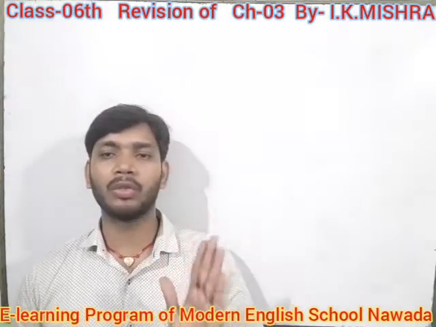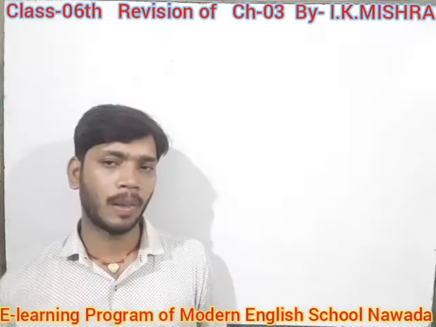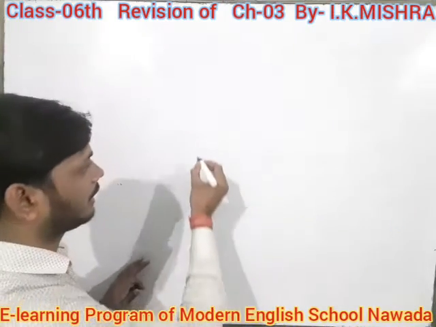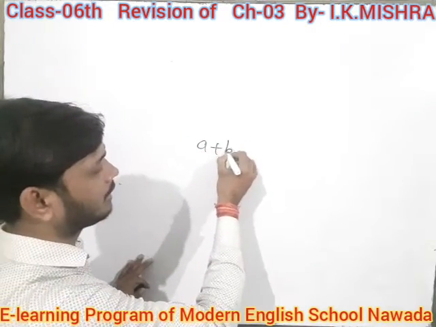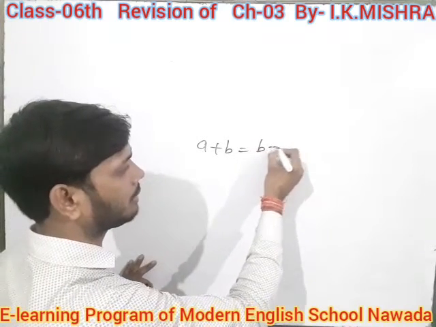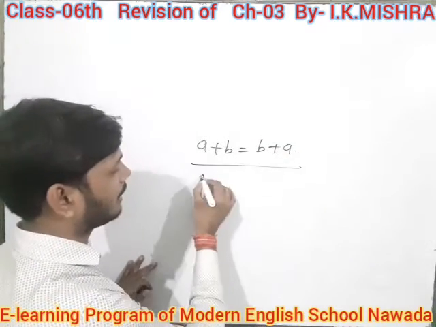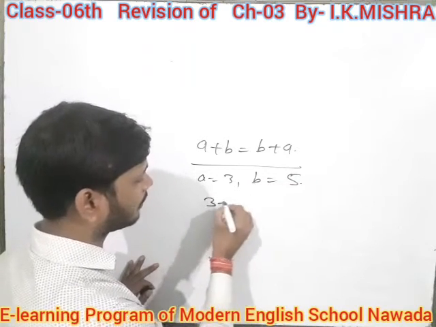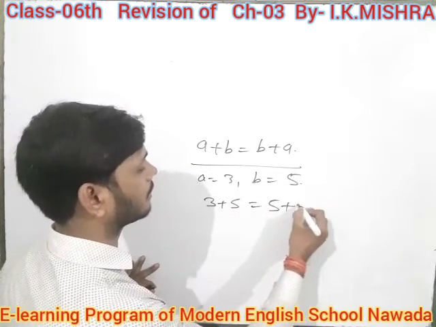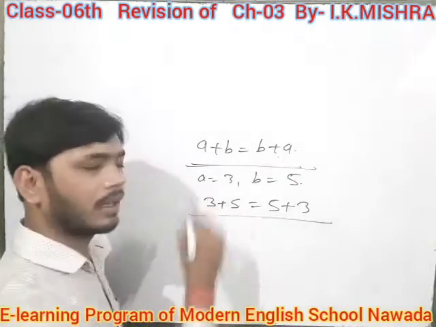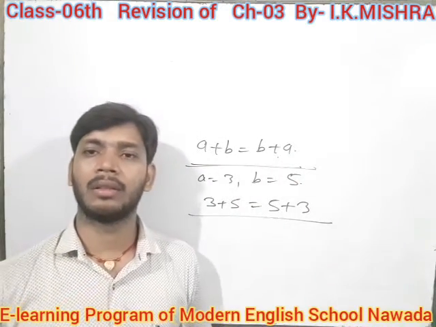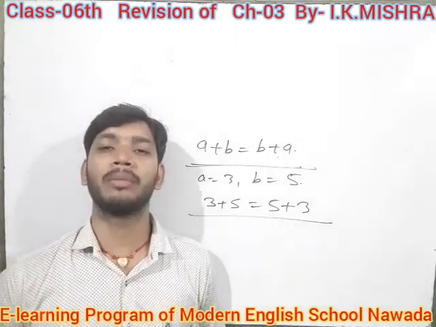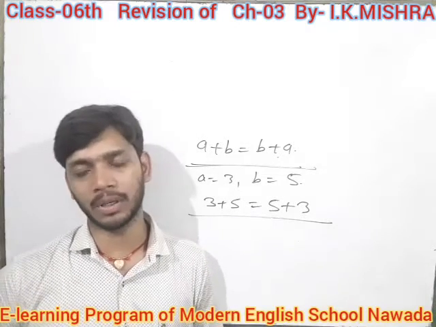Now proceed to the commutative law. Here, students, A plus B is equal to B plus A. Suppose A equals 3 and B equals 5, then 3 plus 5 is equal to 5 plus 3. This property is known as the commutative property of addition of whole numbers.